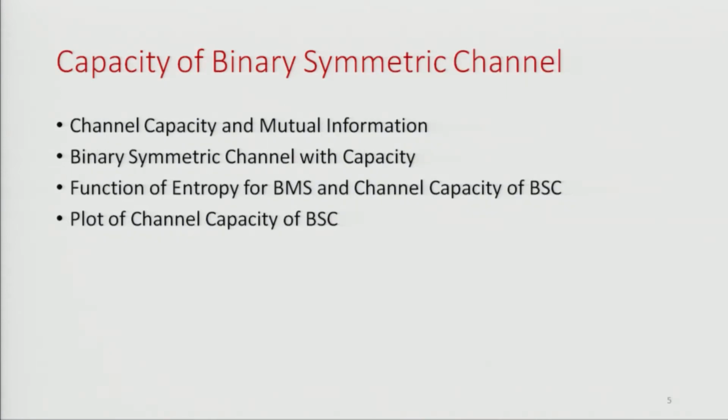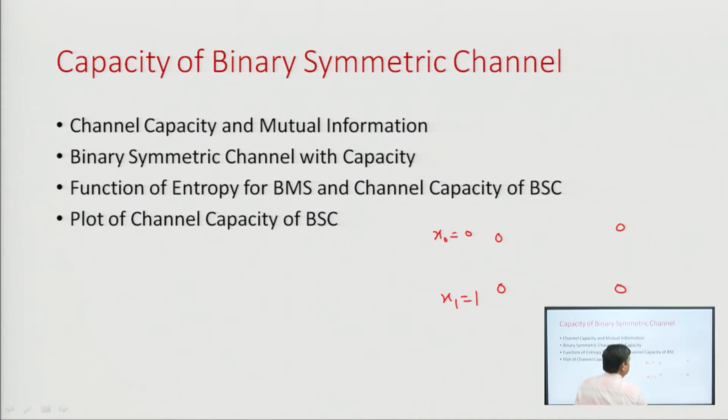Now come to the binary symmetric channel. The binary symmetric channel can be given as two source symbols at the input side and two source symbols at the output side. This is x0 equals 0 and this is x1 equals 1. Here y0 equals 0 and y1 equals 1, also binary symbols.